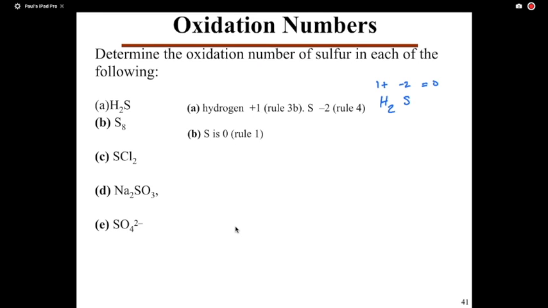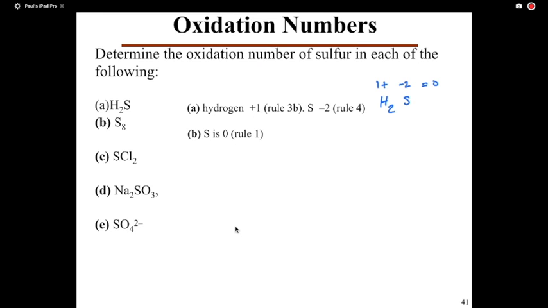S8 has an oxidation state of 0. Why? Why is S8 an oxidation state of 0? Sulfur is found in elemental form as S8. There are others that are diatomic, found with a 2, like Cl2. That is the elemental form. That would have an oxidation state of 0. And if it's a metal, you would just say that has an oxidation state of 0 if it's just the element itself.